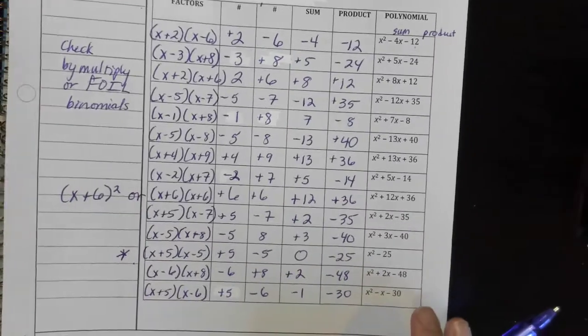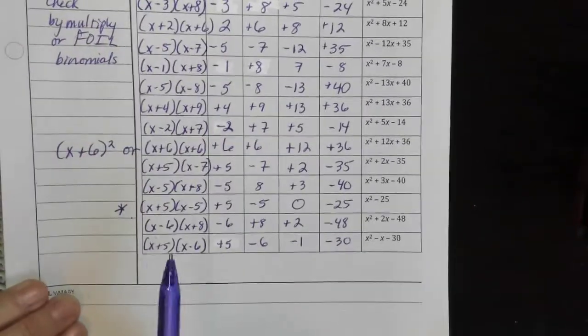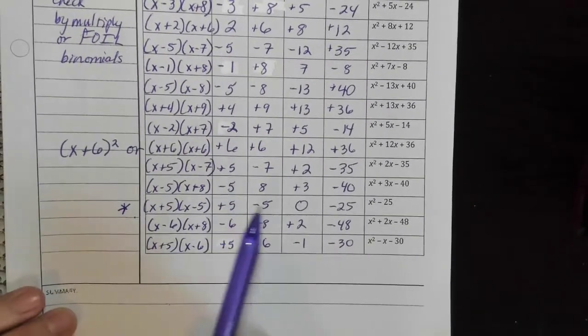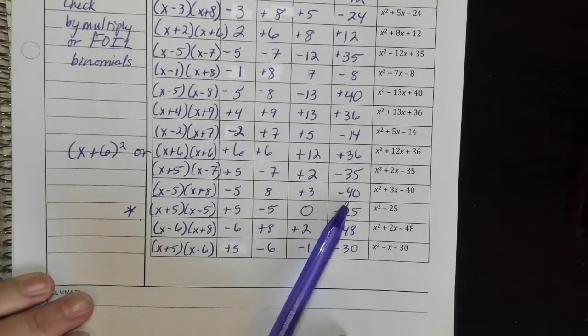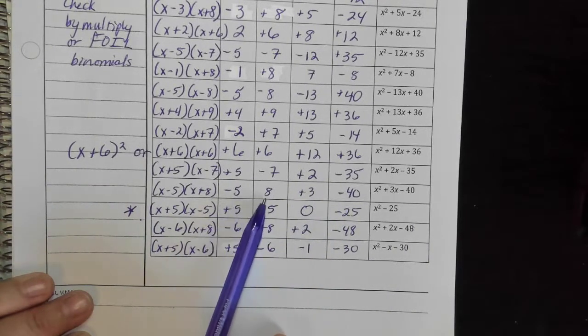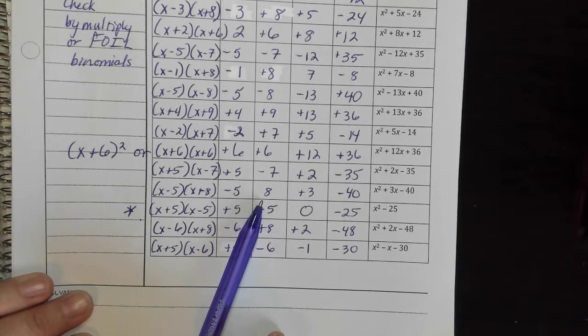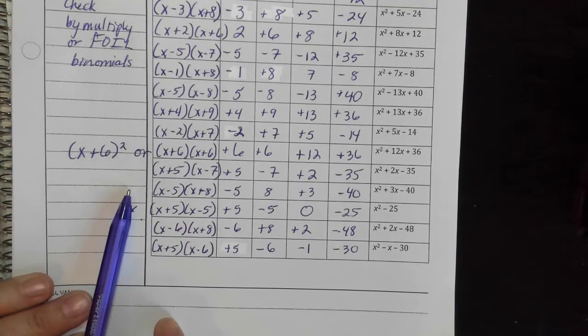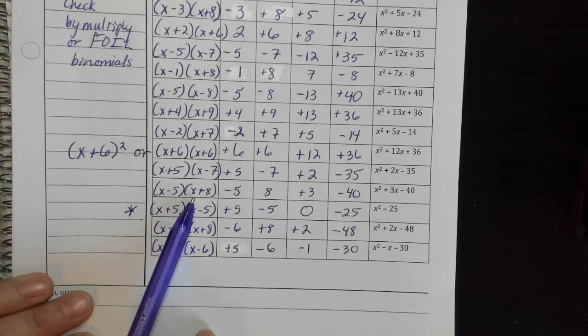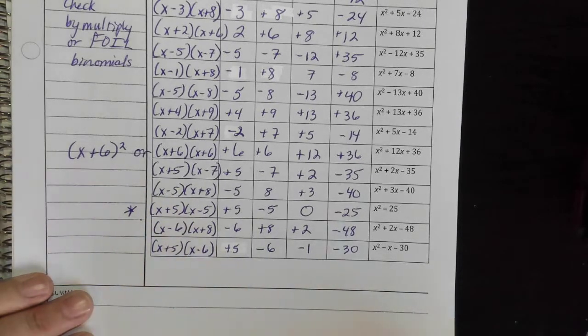There are two things to note here. Once I figure out my numbers to make my sum and my product, then I figure out who's got to be negative and who's got to be positive in order to make it work. And remember, you can always check by doing FOIL or multiplying the two binomials together.